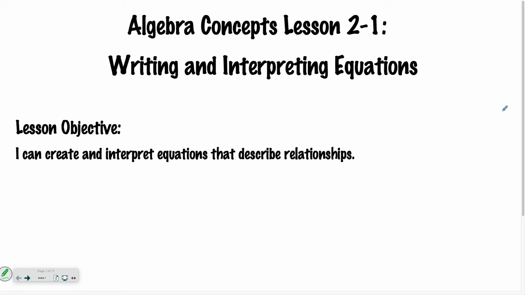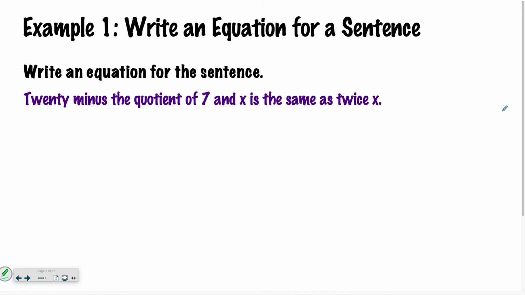Hello class, welcome to Algebra Concepts Lesson 2-1, which is all about writing and interpreting equations. By the end of this lesson, you should be able to create and interpret equations that describe relationships. All right, example 1, let's practice writing an equation for a sentence.